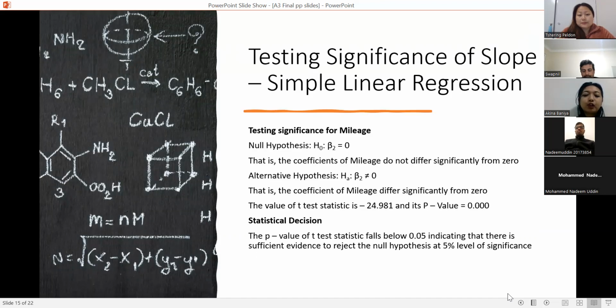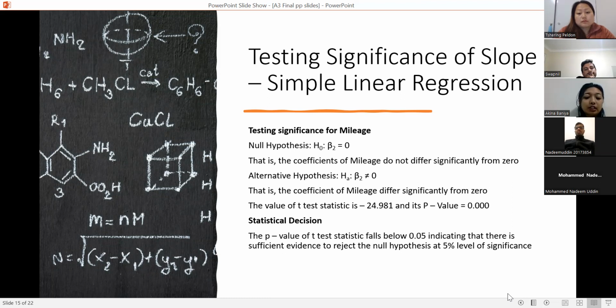Testing the significance of slope, the simple linear regression. So for testing the significance of mileage, a null and an alternative hypothesis is formulated. The null hypothesis, H0, is that beta 2 equals 0, which means that the coefficient of mileage does not differ significantly from 0. And the alternative hypothesis, HA, is that beta 2 does not equal 0, which means that the coefficient of mileage differs significantly from 0. The value of the t-test statistic is minus 24.981 and its p-value is 0.000.